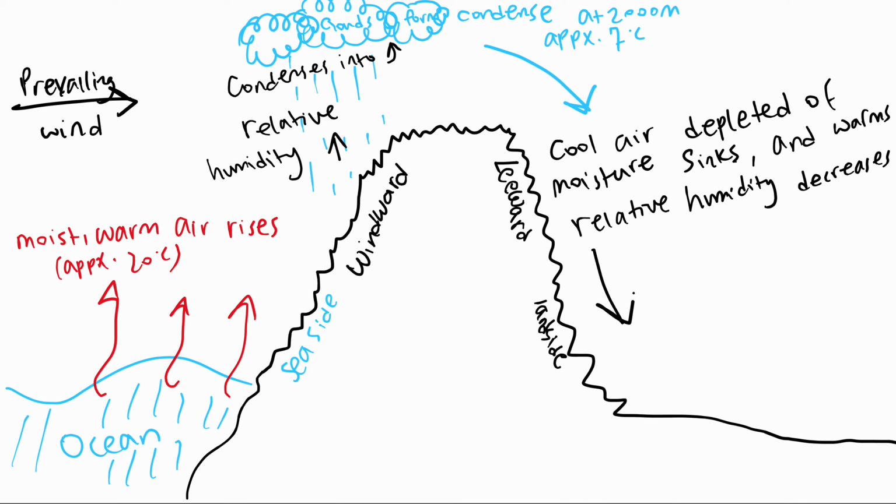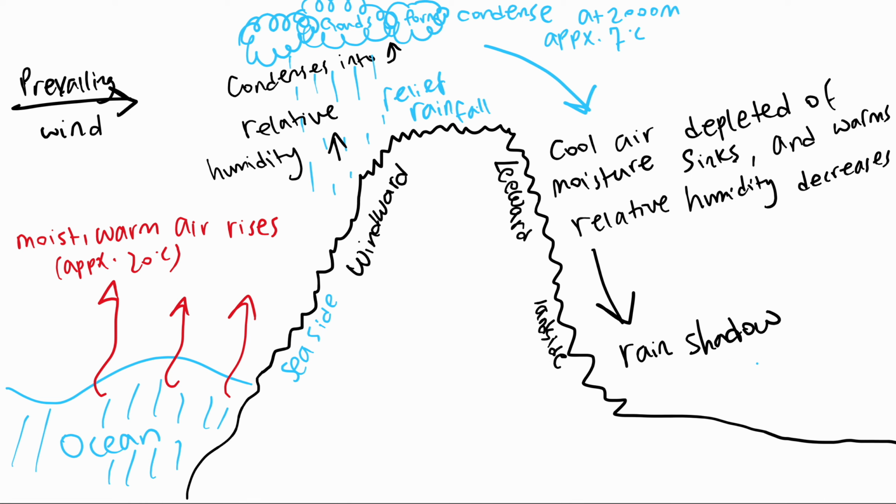Then this is what causes, right over here, the rain shadow effect. This kind of sounds cool, right? This was the relief rainfall. Let me write that here actually. Relief rainfall on the windward side, on the sea side. And over here we have something called a rain shadow.